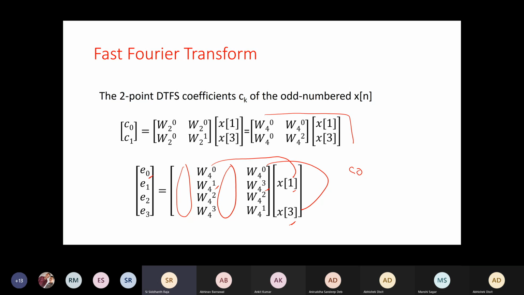No, sir. But if you look at this carefully, this is W4 1 times C1. Right? E1 is W4 1 times C1. Right? Yes, sir. E2. What is E2? E2 is W4 2 times C naught.